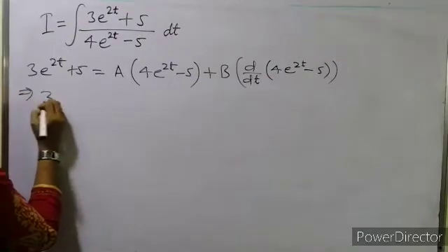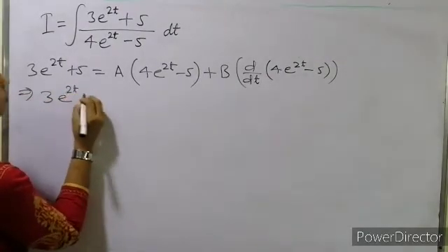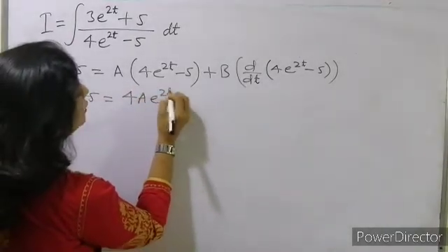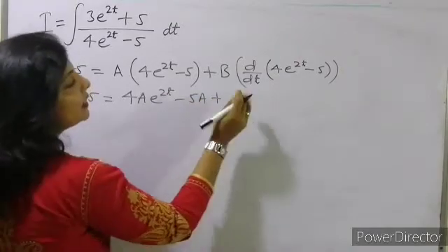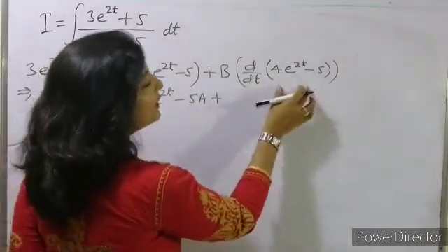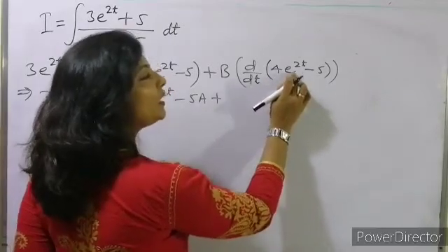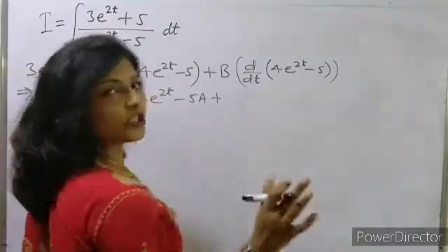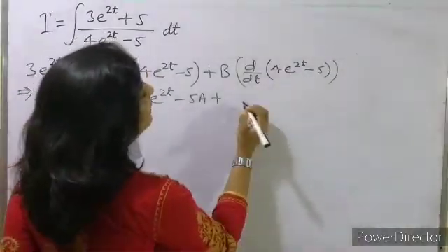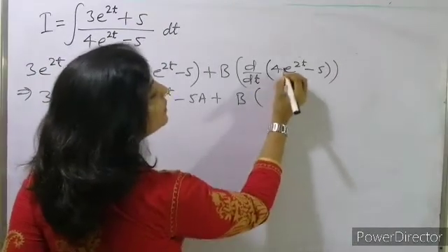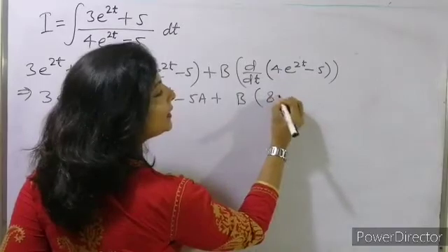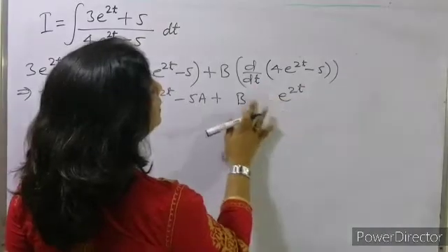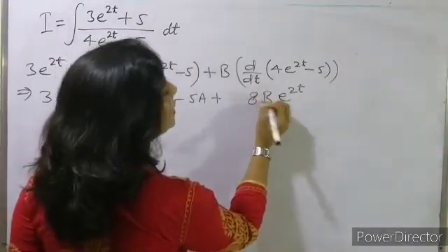Now 3e to the power 2t plus 5 should be equal to 4a e to the power 2t minus 5a plus, when we will differentiate this one, what value will we get? We will get 4 into 2e to the power 2t, because differentiating the constant we will get 0. So what value are we getting? b into 4 into 2, 8 e to the power 2t. We can directly write 8b e to the power 2t.